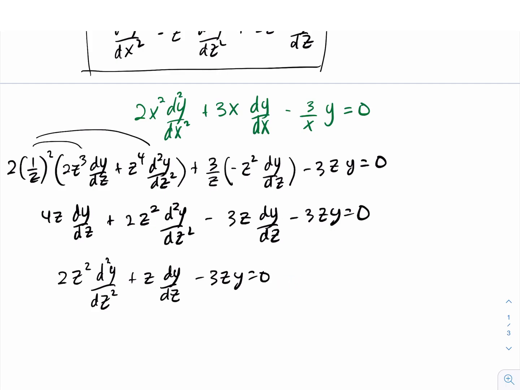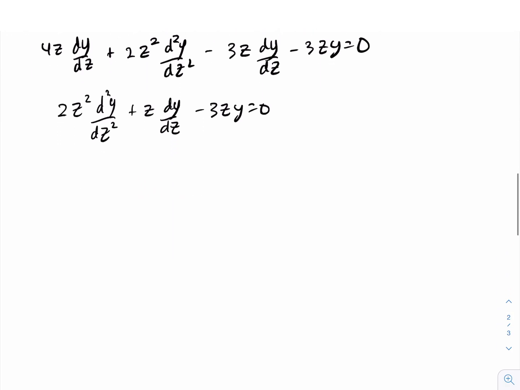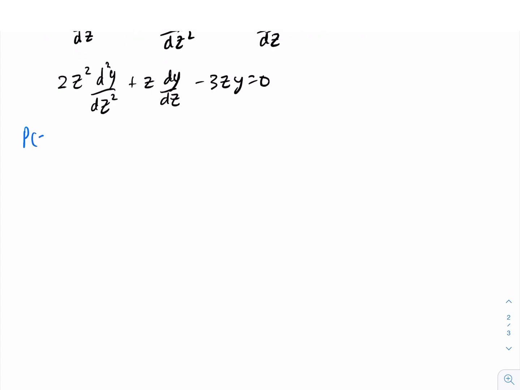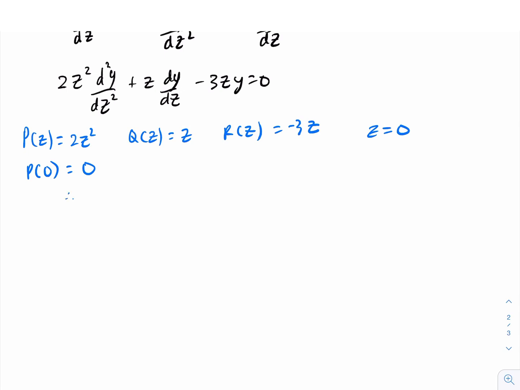differential equation. As usual, if we want to solve this differential equation, first we have to identify our P, Q, and R. So in this new equation, our P(z) is equal to 2z squared, our Q(z) is equal to z, and R equals negative 3z. Again, since z equals 0, P(0) is equal to 0. Therefore, z equals 0 is a singular point.